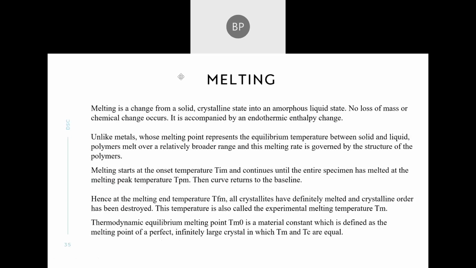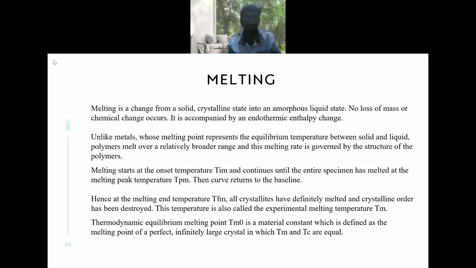Unlike metals, which have a particular certain point called the melting point where melting happens, polymers have different types of monomers and the arrangement is also different. So we cannot say that melting happens at a particular temperature. It happens over a range of region. Let's see how the melting curve looks.